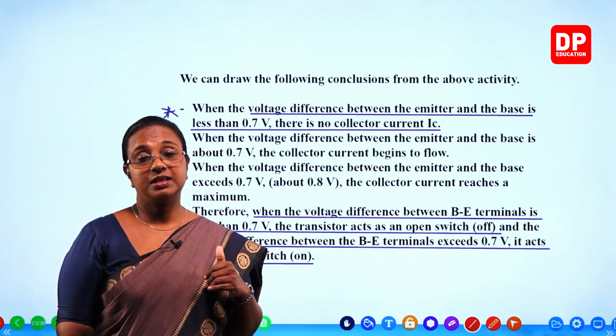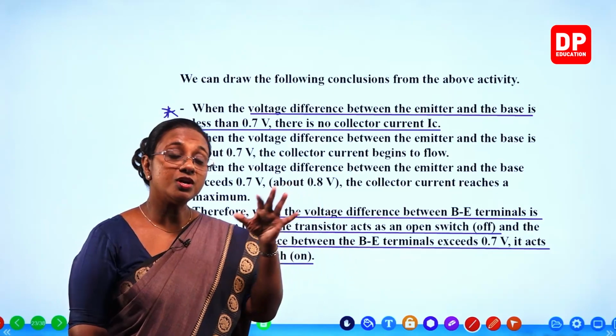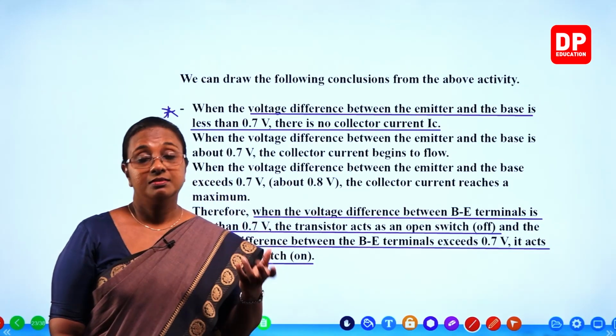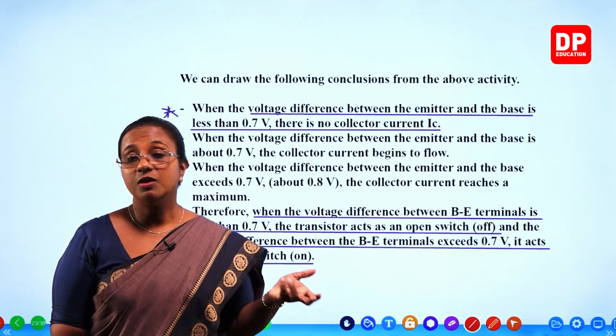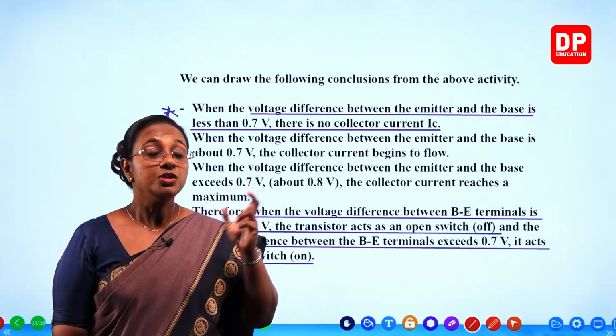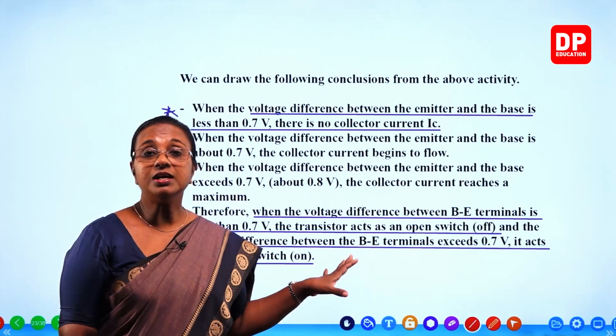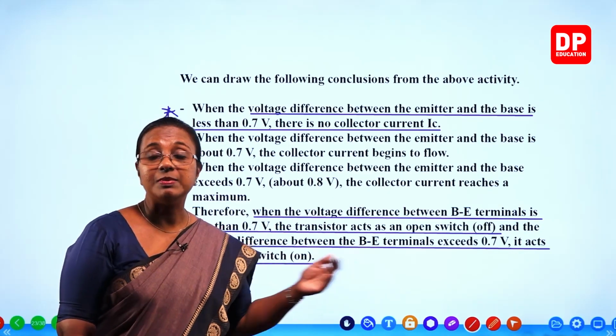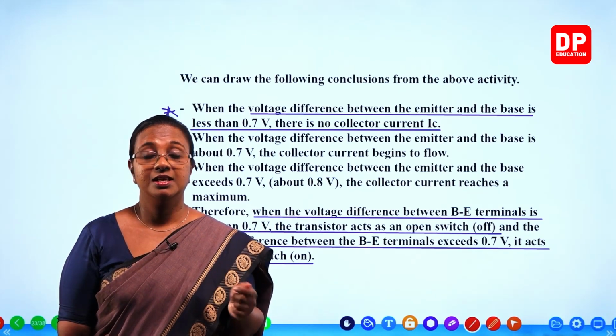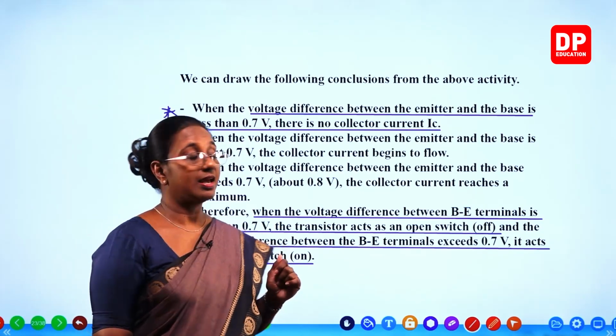But in the same circuit, now we said based on a sense. Sensing something, I said either it can be light, heat or different sensors. Using that, we can use the transistor as a switch. So that is what we will be discussing after this. With that, I'll move on to the next slide.